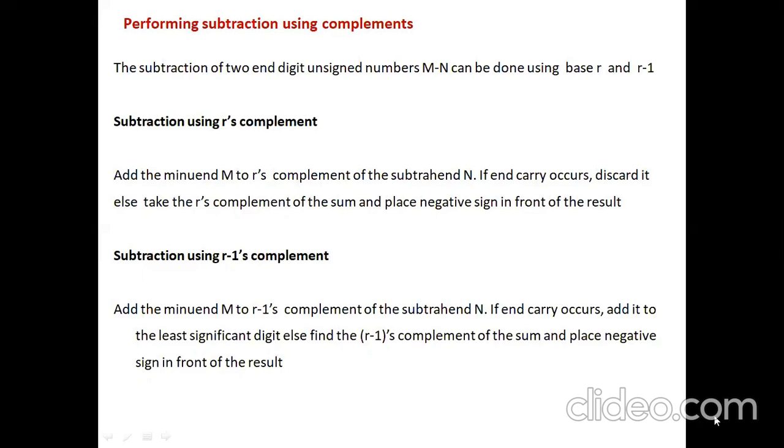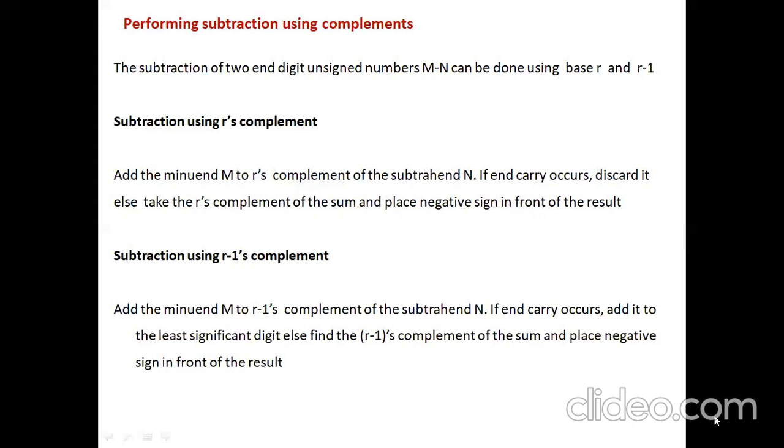Similarly, we follow these steps for subtraction using the r minus 1's complement. Here we do it in a similar way. We add the minuend m to the r minus 1's complement of the subtrahend n. If an end carry occurs, in the previous case, for r's complement, we neglected it. But in this case, the end carry has to be added to the least significant digit.